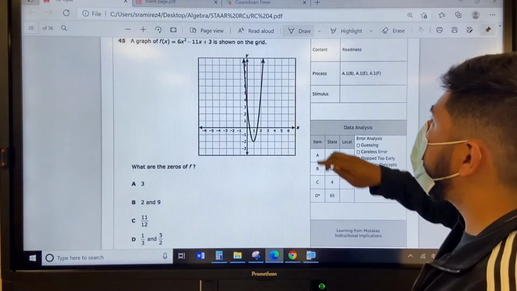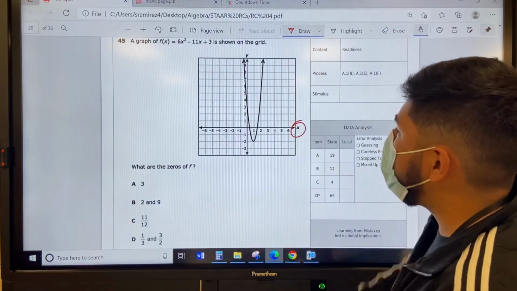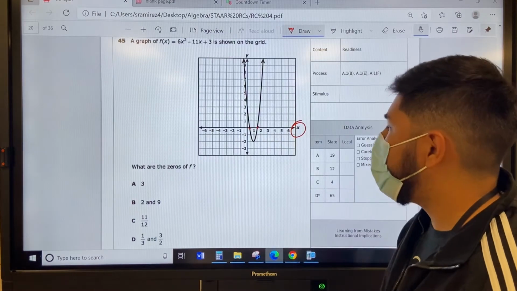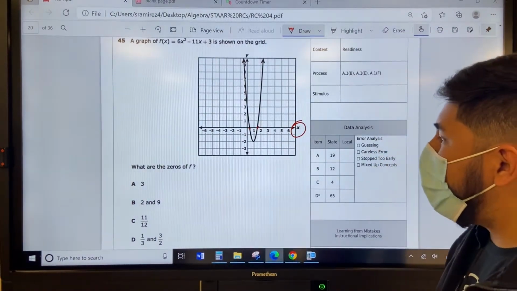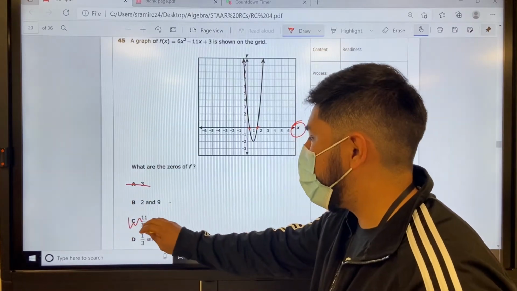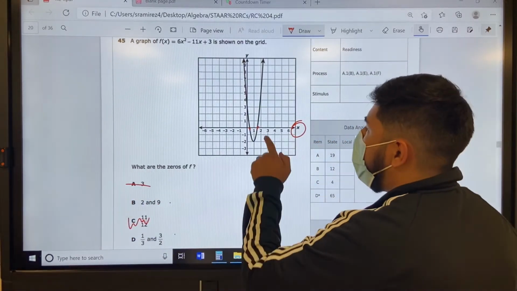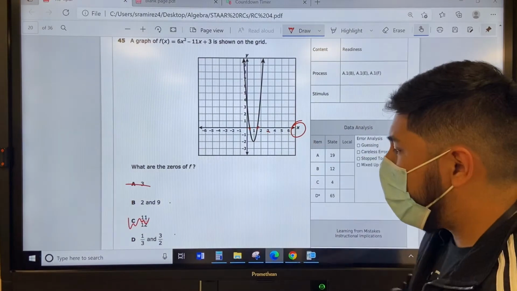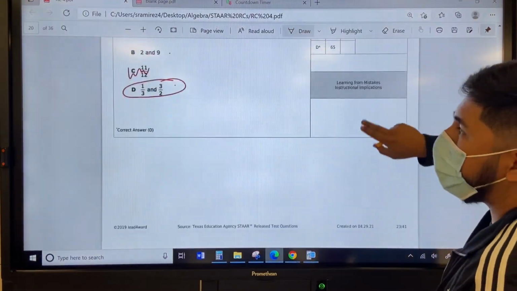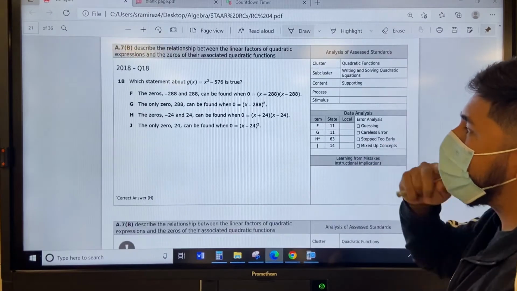Okay, what are the zeros? So we just talked about zeros. How many times is it crossing the x? Boom, boom. 2 times. Which ones have 2 answers? This one, this one. Obviously it's not A, obviously it's not C. 2 and 9. Not even touching 9, so we're just going to use process of elimination. Dang. I'm loving it. Perfect.